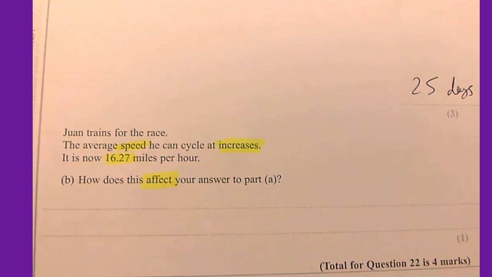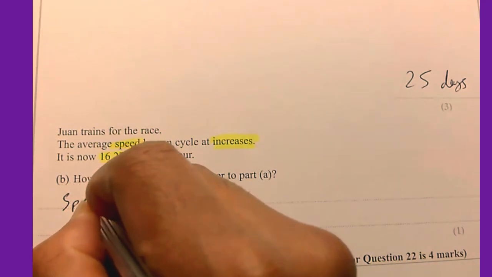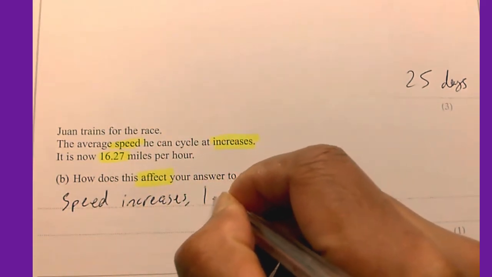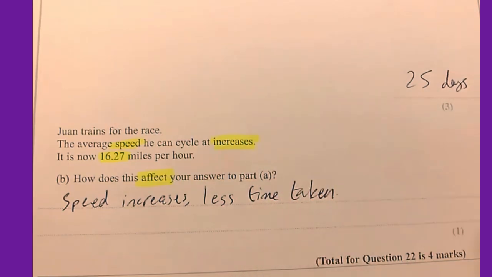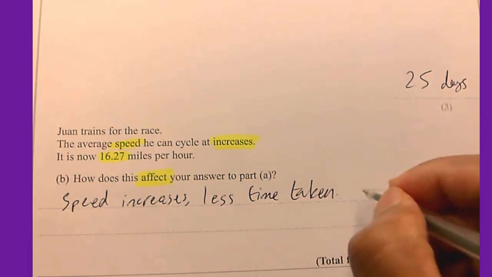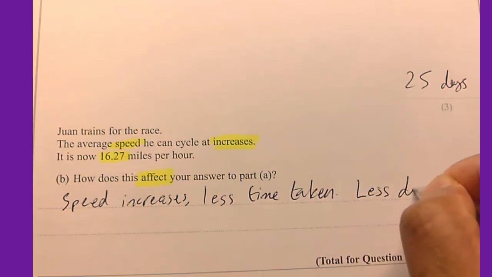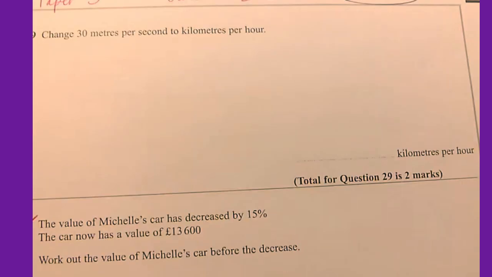So if we think about it, imagine going to your school. If it takes you, say, 50 minutes and you're walking there, imagine running there. It will take you less time. So because speed increases, that means less time taken. So that means that we don't need 25, we need less days. Less days are taken. So here we go to the next question.